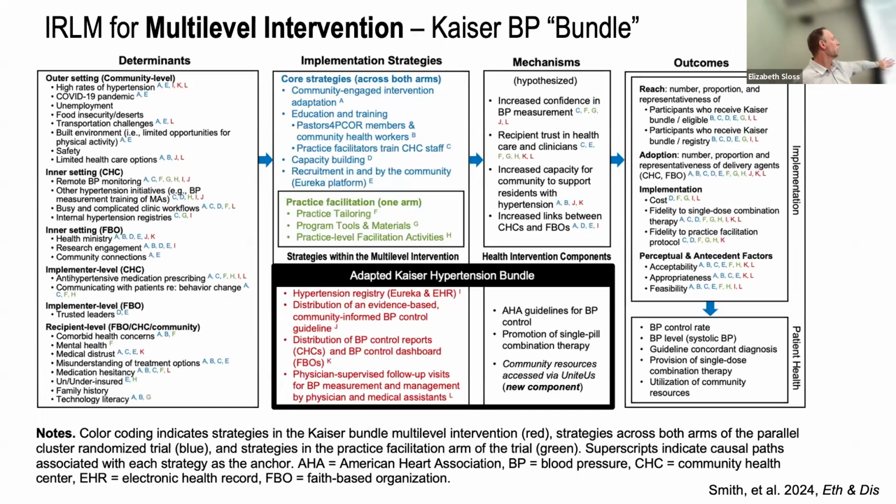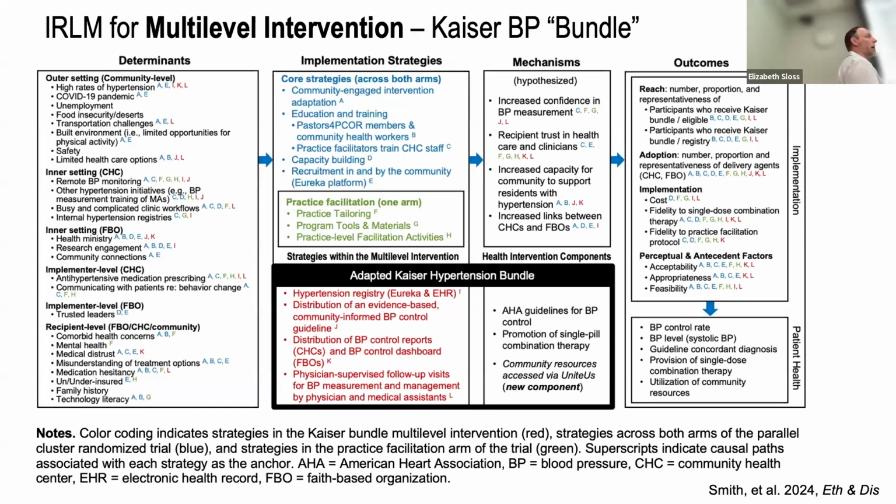For our determinants here, we have multi-sector, this is faith-based organizations and community health centers. In some cases, you can see there are intersecting determinants for both the FBOs and the CHCs. There are also the implementers in those two different contexts because they have different barriers and facilitators. So you can see, for really complex studies, you can show a lot of information about what's going on with just the IRLM.